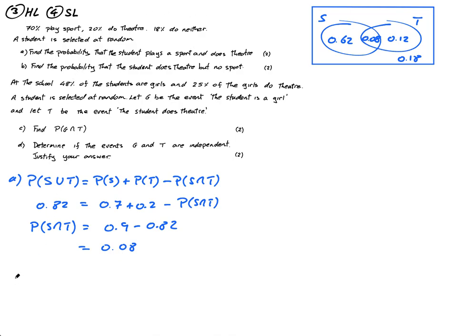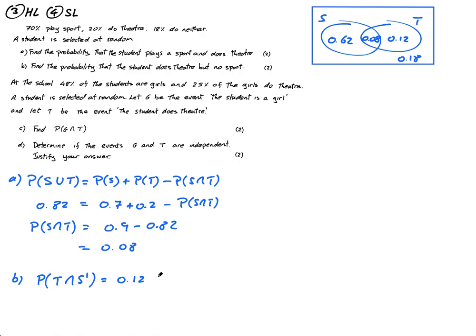Find the probability that, part B, find the probability that the student does theatre but not sport. So theatre but not sport, it's that, it's 0.12. And if you have the Venn diagram drawn, you don't have to show any more working. So theatre but no sport, you can just write down 0.12, but if you just want to know how to write it, it's theatre and not sport. This is equal to 0.12.